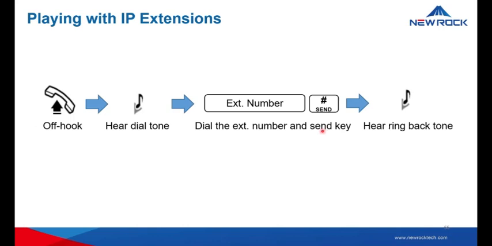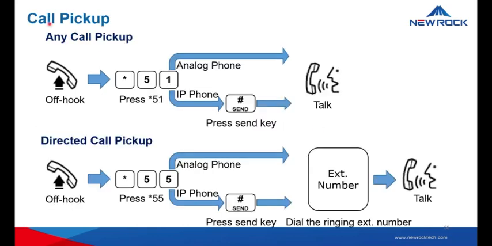Simply dial the extension number. A sample is call pickup. We have a feature code. You can use asterisk 51, then press send, and you can pick up any call from the extensions. If you want to pick up directed to an extension number, say for example 101, press asterisk 55, press send, then press the extension number 101, and you can answer the incoming call on that extension.